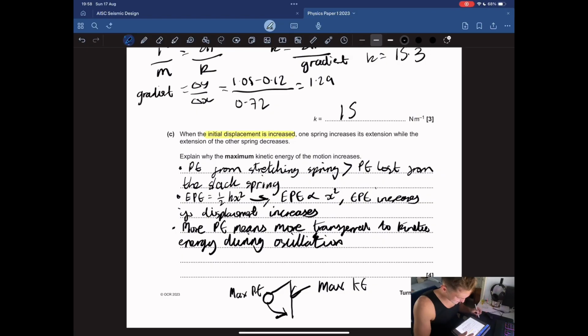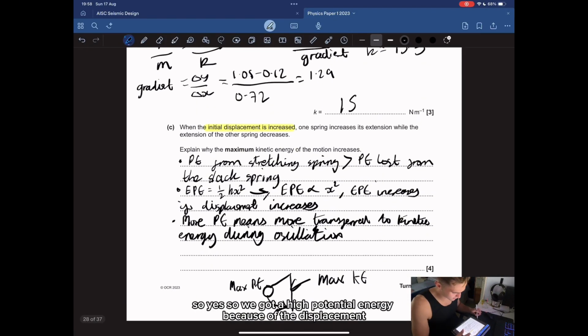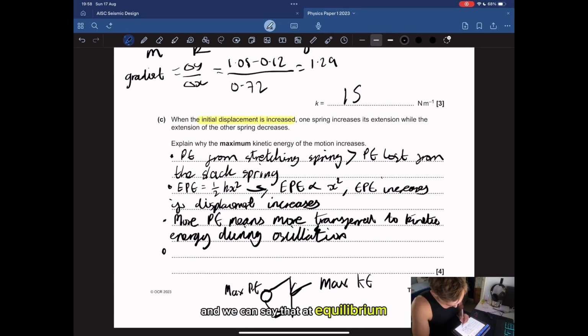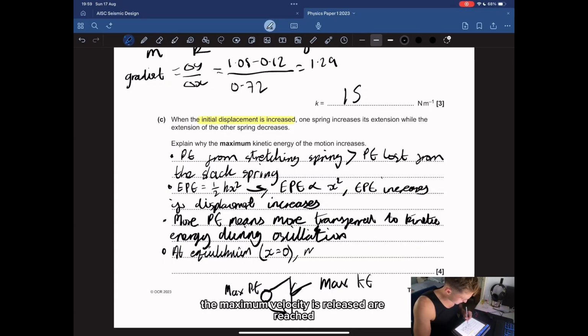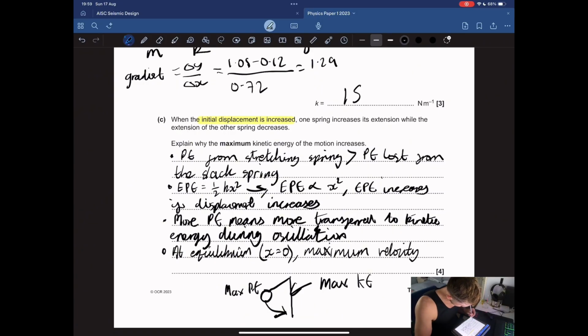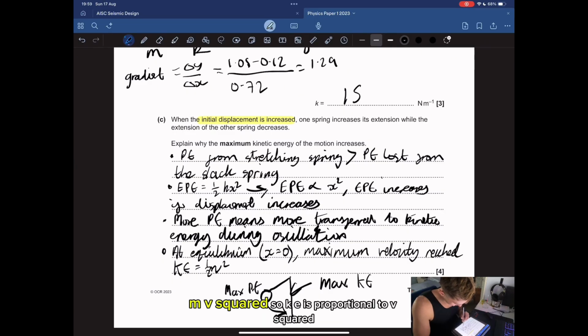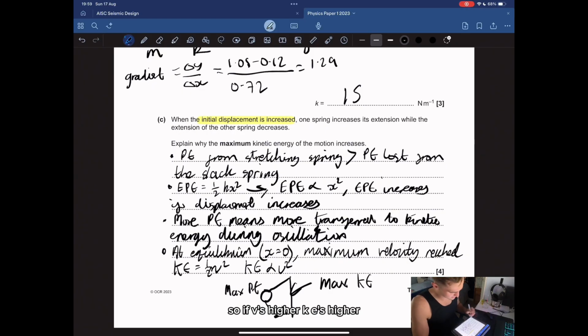Explain why the maximum kinetic energy. So yes, we get a higher potential energy because of the displacement. So now we've got a higher kinetic energy, and we can say that at equilibrium, where x is 0, the maximum velocity is reached. And then we can say that KE is equal to 1/2 mv squared. So KE is proportional to v squared. So if v is higher, KE is higher.